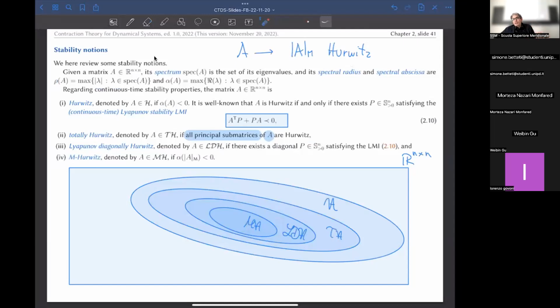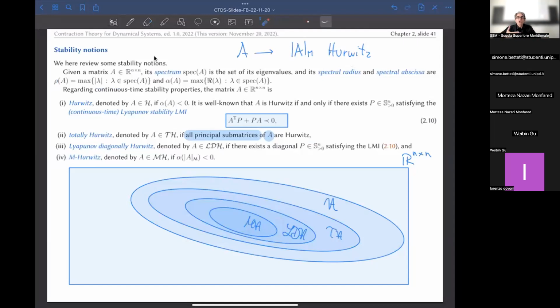It will not be sufficient to make sure your properties hold globally. It may not be sufficient to ask for only Hurwitzness. Maybe you will want to ask for total Hurwitzness, or Lyapunov diagonal Hurwitzness, or Metzler Hurwitzness. Am I making sense? So these are stronger properties. Put it another way, I am not smart enough.